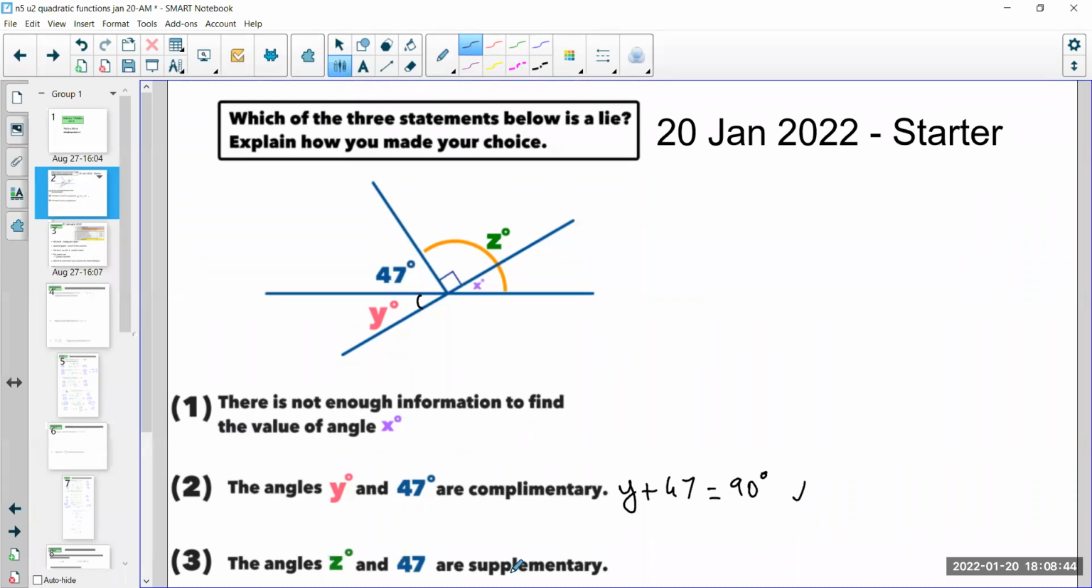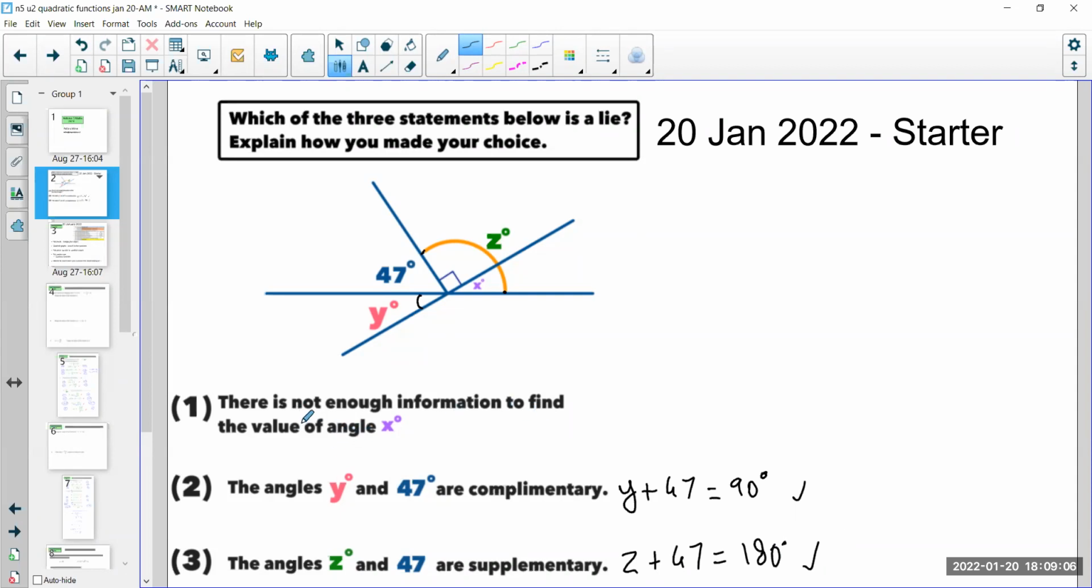Now, angle Z and 47 are supplementary. So let's find out. So Z is the orange angle. It starts from there right up to there. So I can see that if I do Z plus 47, I get 180. So that statement is true as well. So hopefully, statement number 1 is the lie.